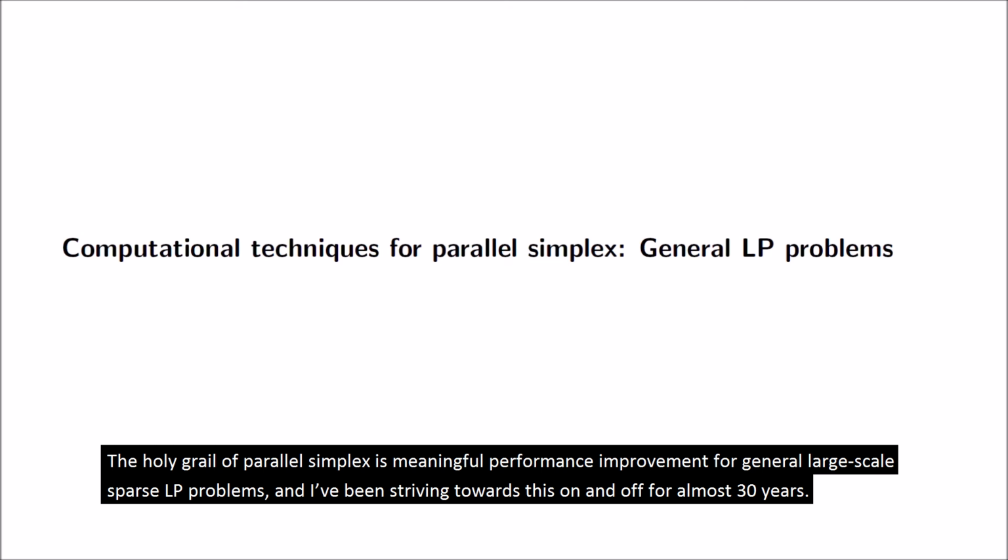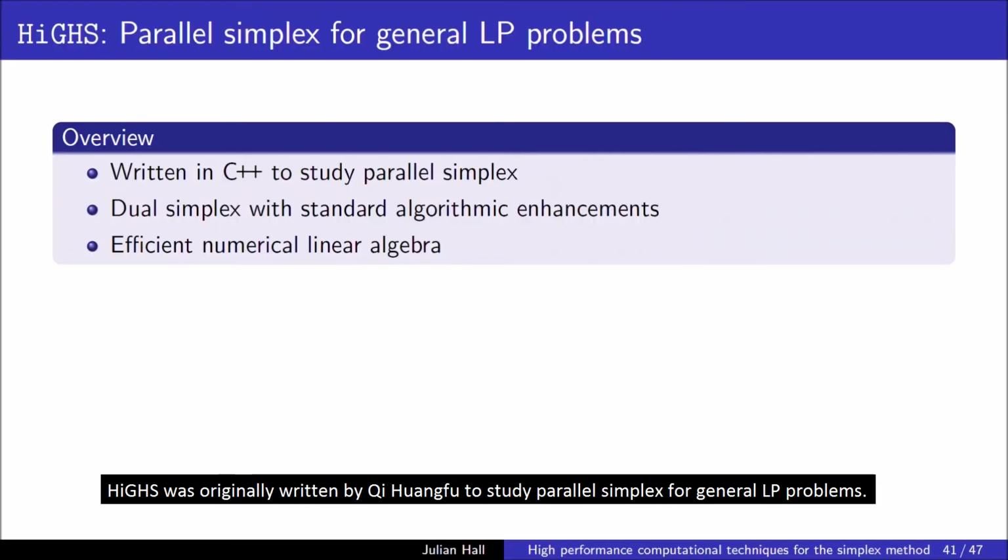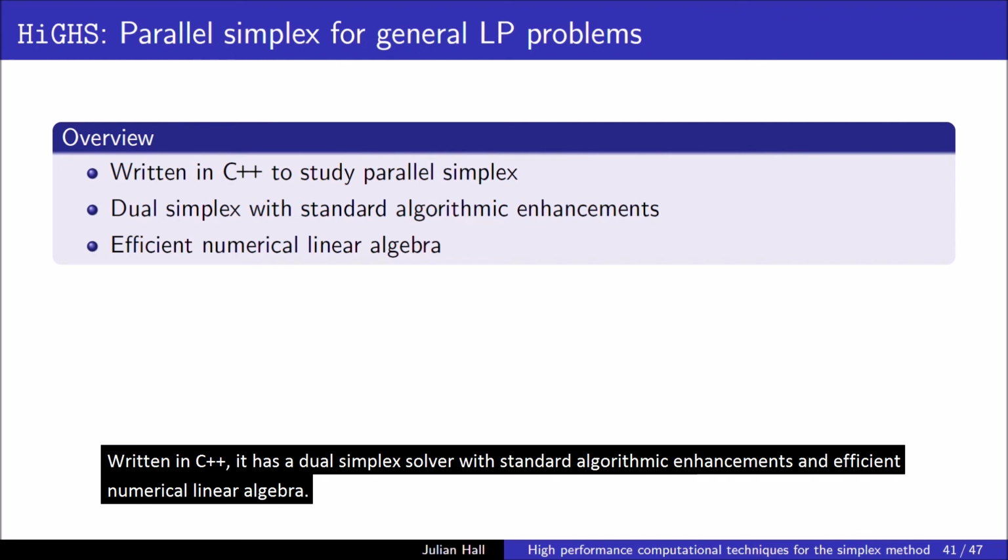The holy grail of parallel simplex is meaningful performance improvement for general, large-scale sparse LP problems, and I've been striving towards this on and off for almost 30 years. A byproduct of this is the open-source linear optimization software, HiGHS. HiGHS was originally written by Qi Huangfu to study parallel simplex for general LP problems. Written in C++, it has a dual simplex solver with standard algorithmic enhancements and efficient numerical linear algebra.